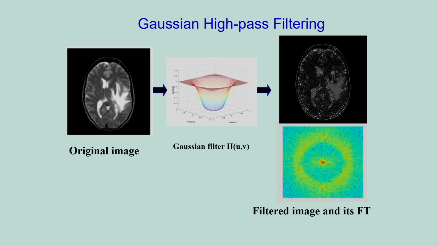So here I have shown one example of the Gaussian high pass filter. I have shown the original image. After this I am considering the Gaussian filter. Corresponding to the Gaussian filter, you can see the output, that is a high pass filter. So I am having the edges, you can see the fine details of the image, and corresponding Fourier transform you can see. Corresponding to this image, this is the Fourier transformation. So this is the Gaussian high pass filtering.